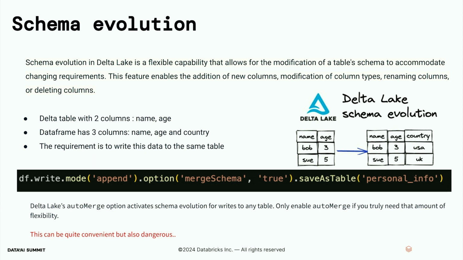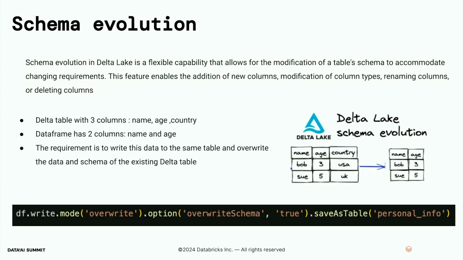And of course, you can track this in the time travel feature. And of course, you have another option called auto merge that you can activate. And this disables the need to add this specific option, which means whenever you add a new column, you don't need to specify it, but please make sure to use it only if you're aware of what you're doing, because this can be quite convenient, but also dangerous. So keep this in mind.